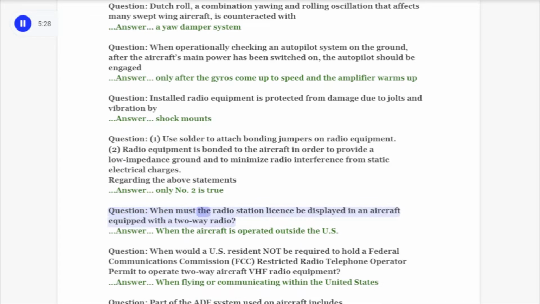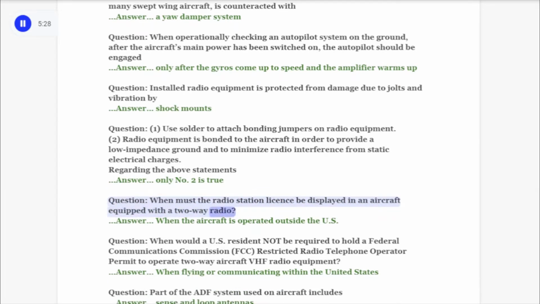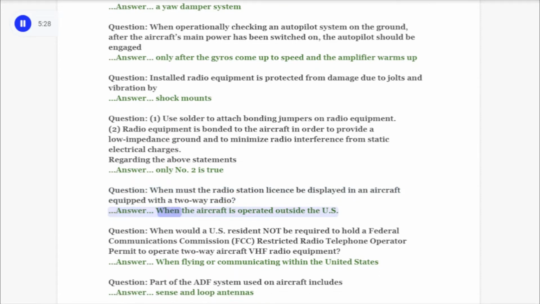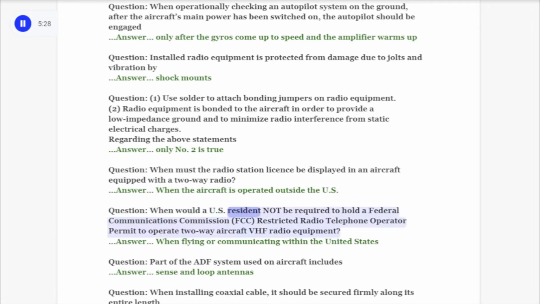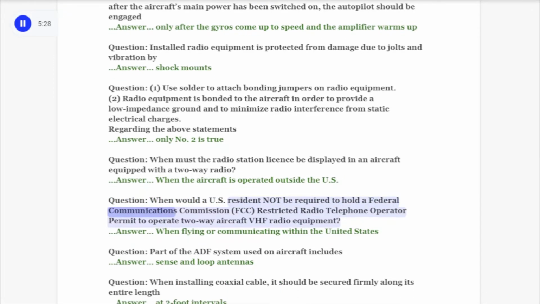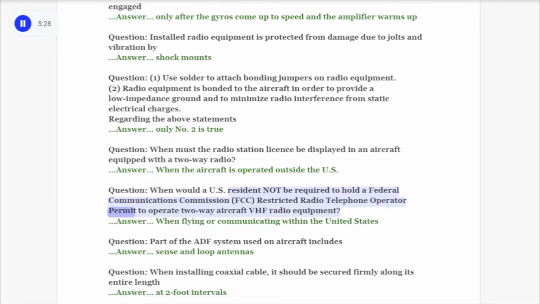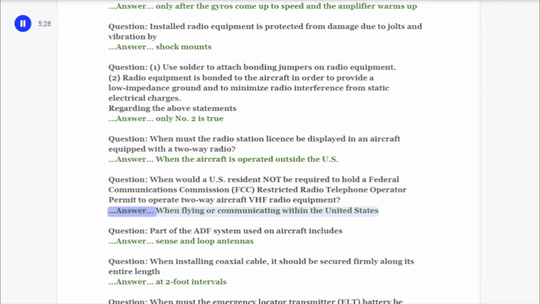Question: when must the radio station license be displayed in an aircraft equipped with a two-way radio? Answer: when the aircraft is operated outside the U.S. Question: when would a U.S. resident not be required to hold a Federal Communications Commission (FCC) restricted radio telephone operator permit to operate two-way aircraft VHF radio equipment? Answer: when flying or communicating within the United States.